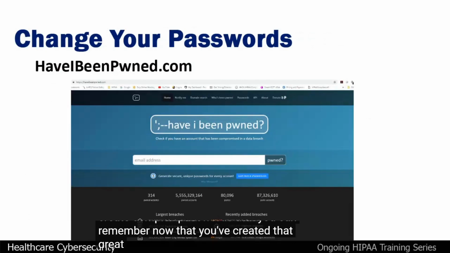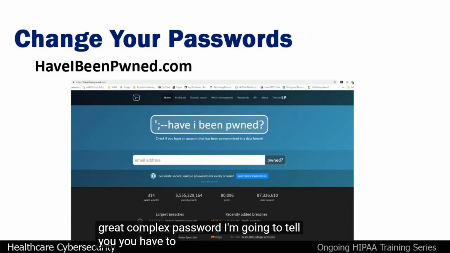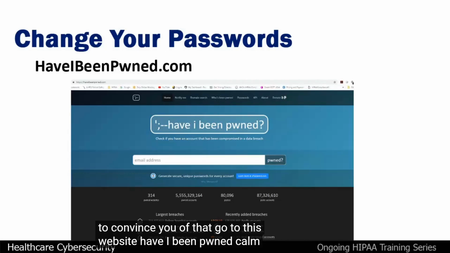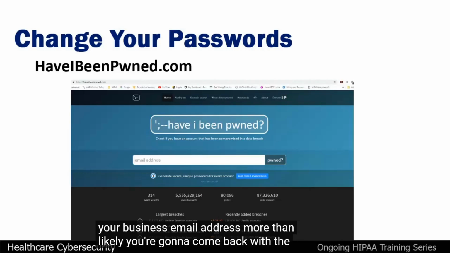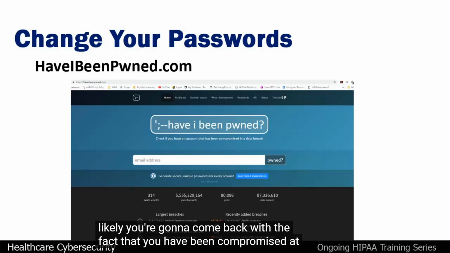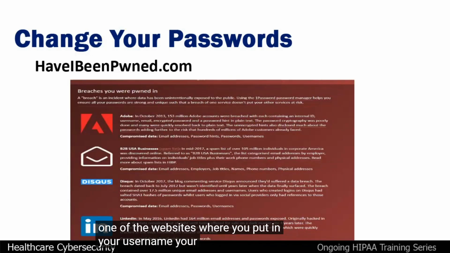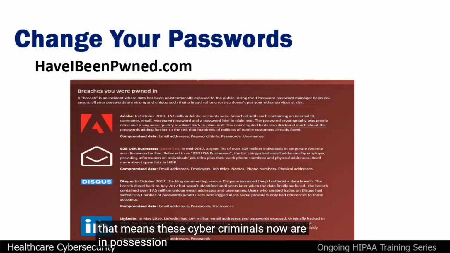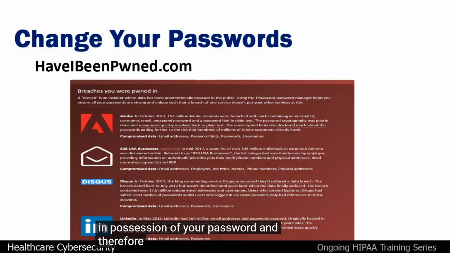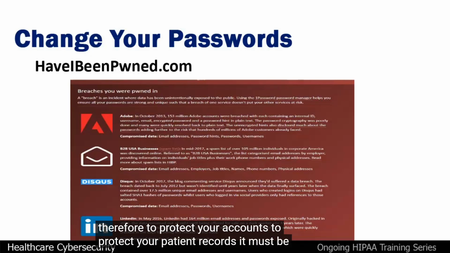Now that you've created that great complex password, I'm going to tell you you have to change it after 90 days. To convince you of that, go to this website, haveibeenpwned.com. Put in your personal email address and also try your business email address. More than likely, you're going to come back with the fact that you have been compromised at one of the websites where you put in your username, your email address, and your password. That means these cyber criminals now are in possession of your password, and therefore, to protect your accounts, to protect your patient records, it must be changed.